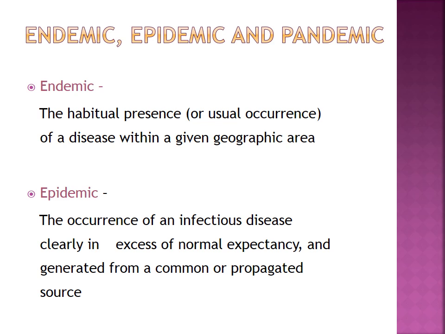Endemic, epidemic, and pandemic. So what is the difference between these three? Endemic is the habitual presence or usual occurrence of a disease within a given geographic area. But while the occurrence of infectious disease clearly in excess of normal expectancy and generated from a common or propagated source, then it is an epidemic. It is a more than normal expectation.